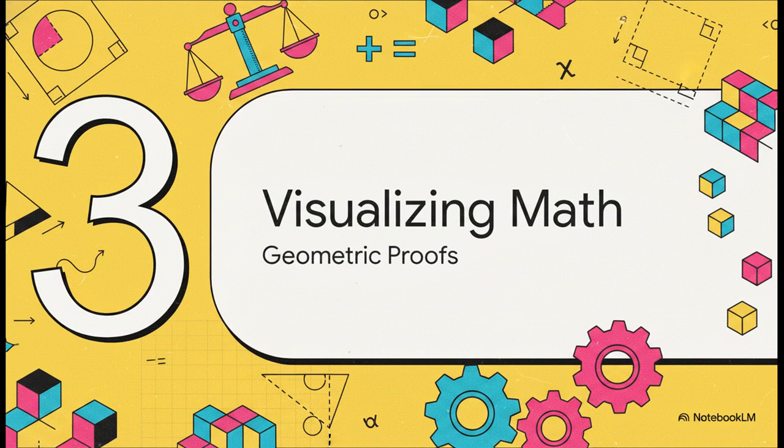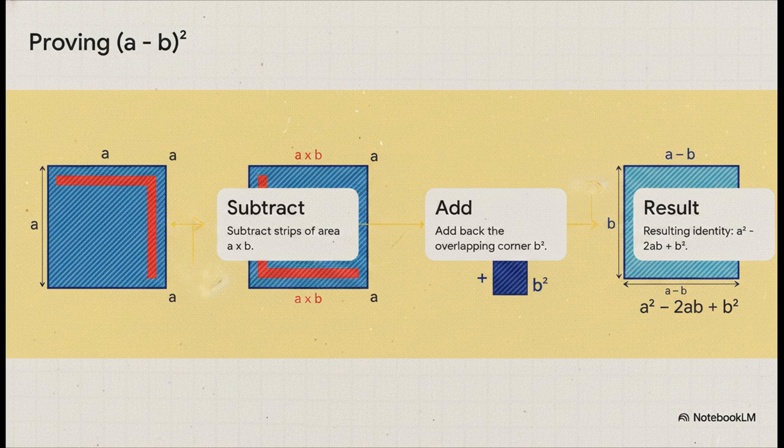That brings us to Section 3, Visualizing the Math, Geometric Proofs of Abstract Concepts. I love this part because it shows that algebra isn't just invisible magic. It's actually deeply tied to geometry. Let's prove that (a minus b) squared identity visually.